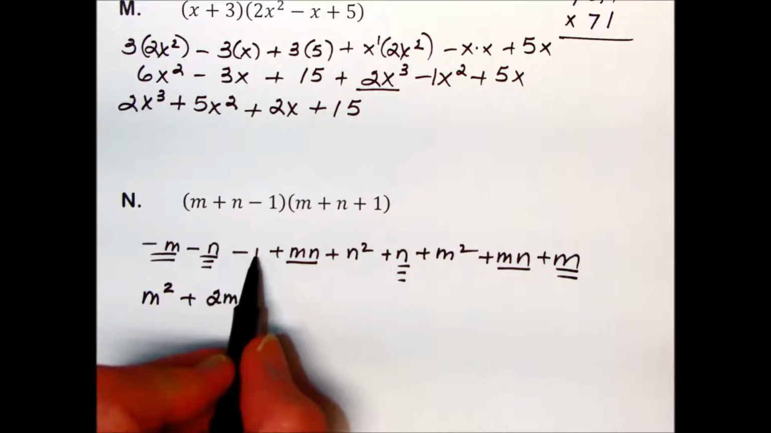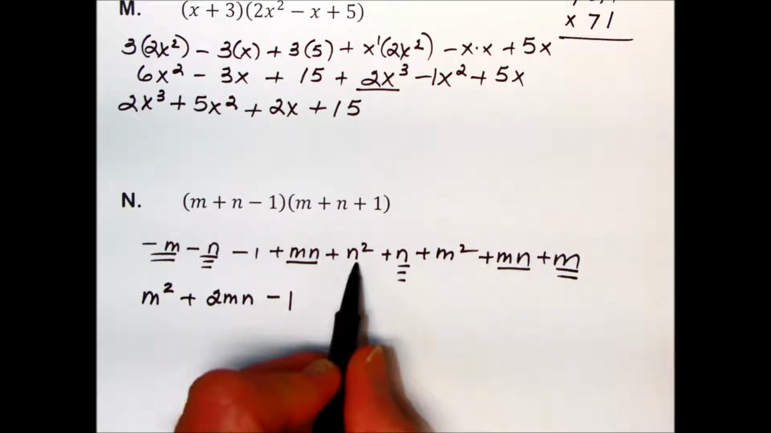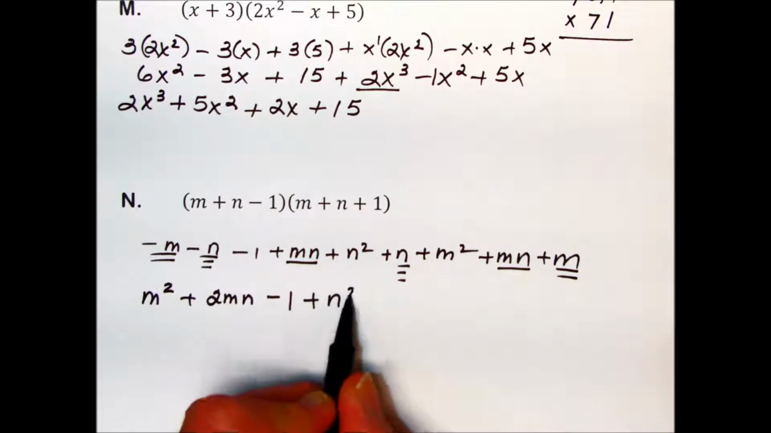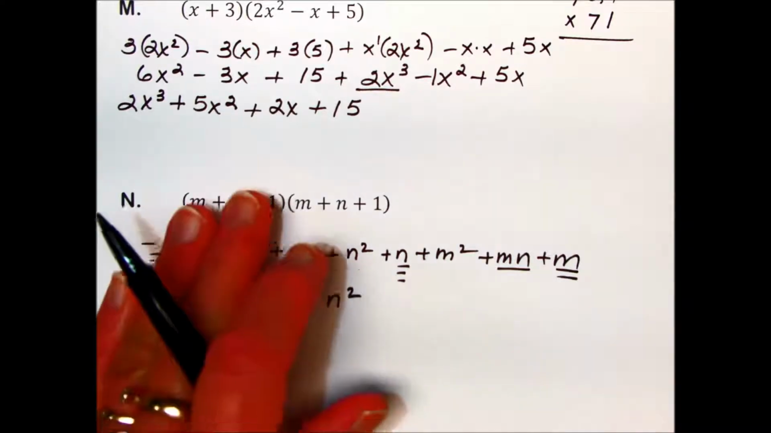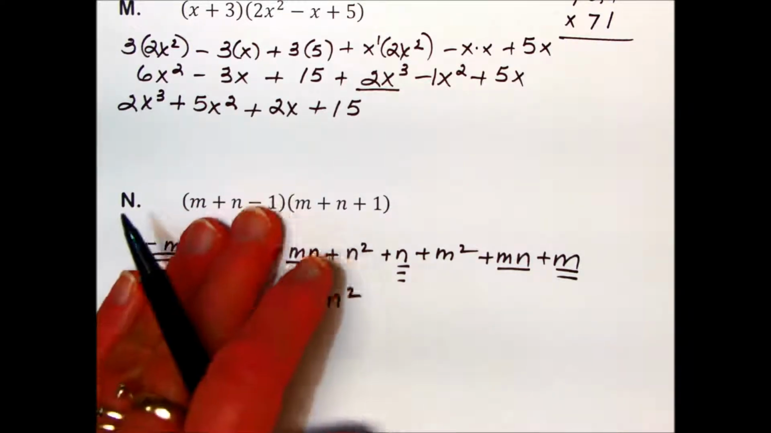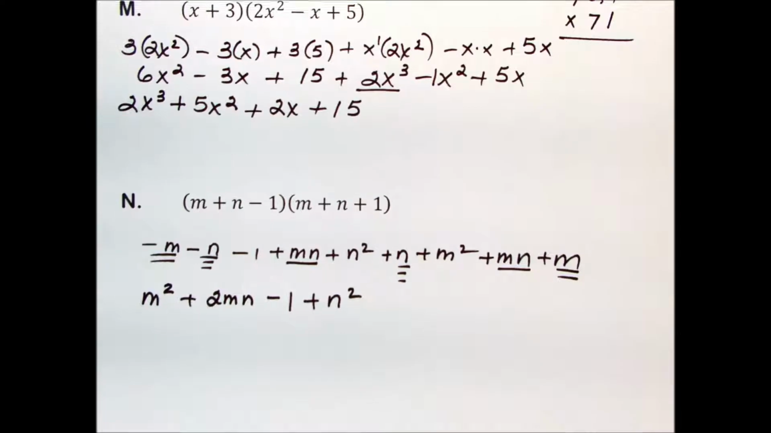I have a minus 1, and I have the n squared. We already took care of our m squared in the lead. So there's the result, and you could have set this up and had a vertical multiplication with this trinomial times that trinomial.